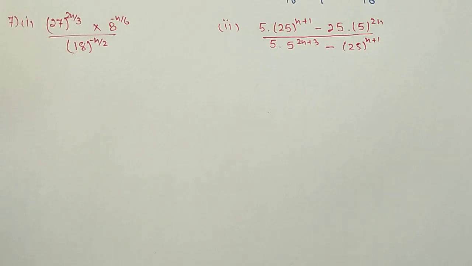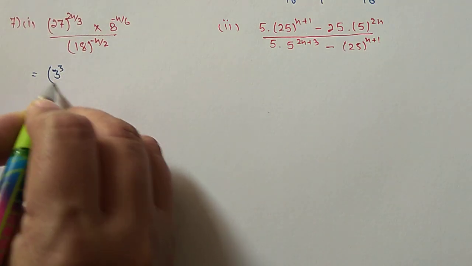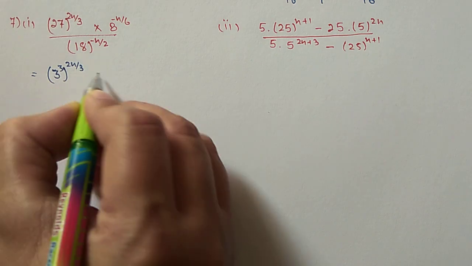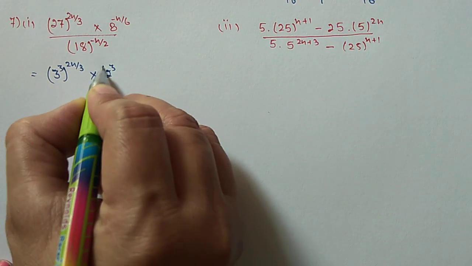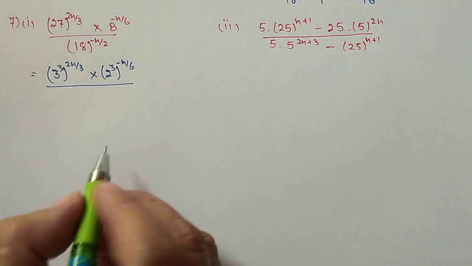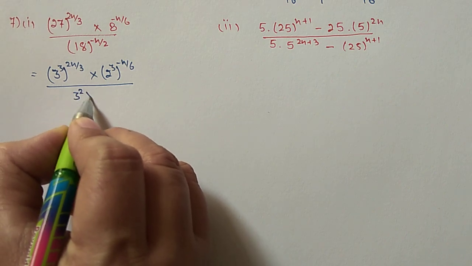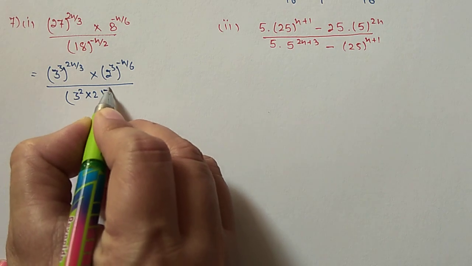Question number 7, first part: 27 to the power 2n by 3 into 8 to the power minus n by 6, divided by 18 to the power minus n by 2. So first, all the numbers we will write in exponential form. 27 we can write as 3 to the power 3 whole to the power 2n by 3. 8 we can write as 2 to the power 3 whole to the power minus n by 6. 18 we can write as 3 to the power 2 into 2 to the power 1, whole to the power minus n by 2.